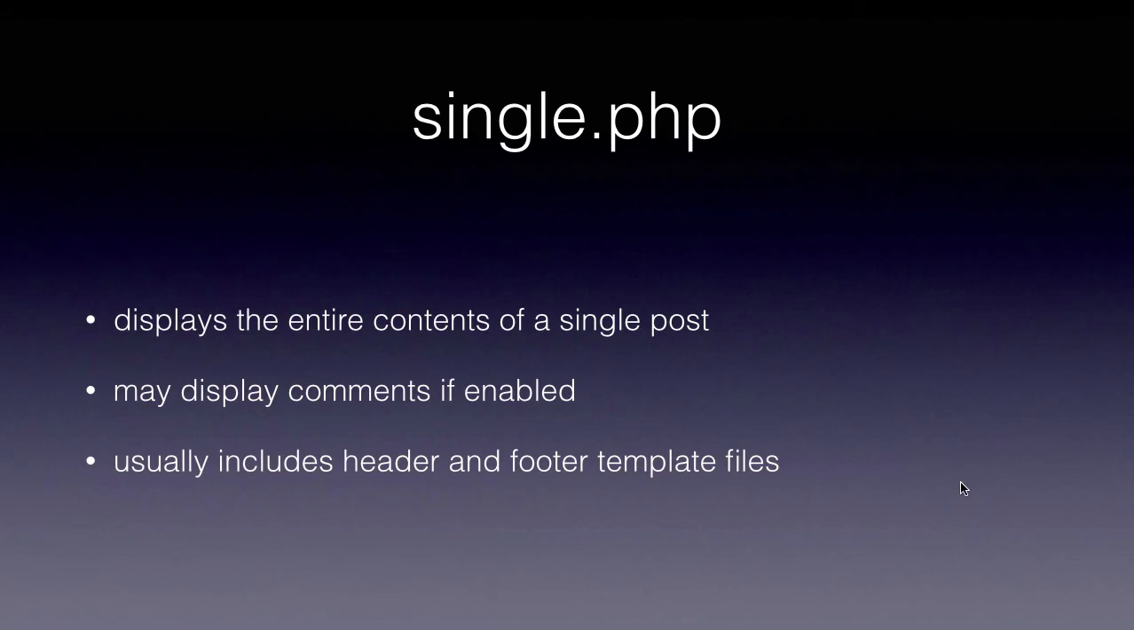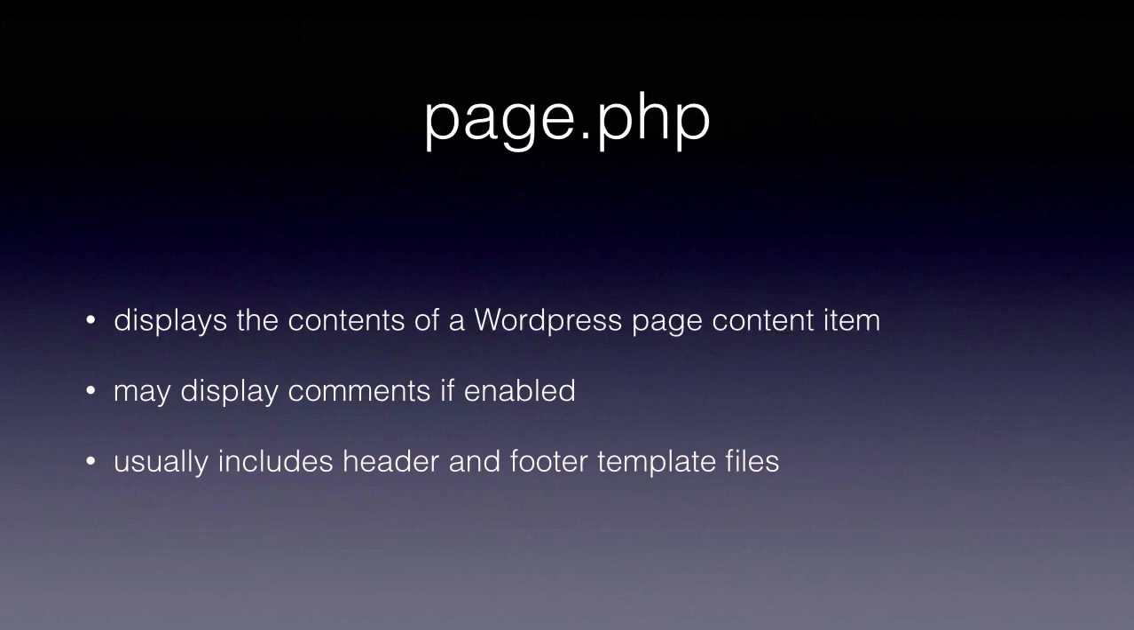Single.php is the template that it will use if you're trying to view the content of a single post. Okay, so let's say you have a listing of a bunch of posts, and then you click on the title or the read more link, and it will open up the entire post by itself. Okay, so when you're looking at that view, WordPress will look for a template file called single.php. And if you have comments on your website, usually this is where you'll include comments as well. Okay, and again, usually includes the header and footer template files.